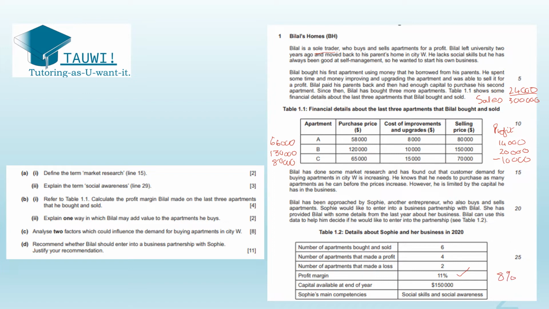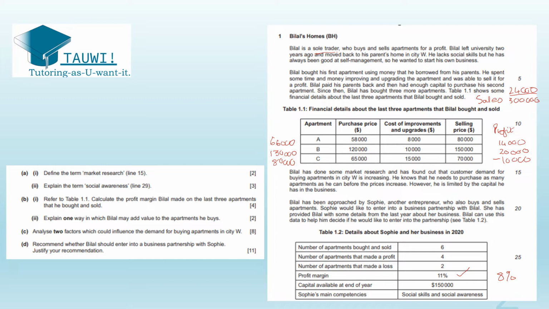Okay. So now let's look at the questions. The first two questions are short questions: define, explain. Define the term market research, explain the term social awareness. So these are questions that we will go to now. And the other questions are where they refer to table 1.1 and ask you to calculate the profit margin of Bilal and explain one way in which Bilal may add value.